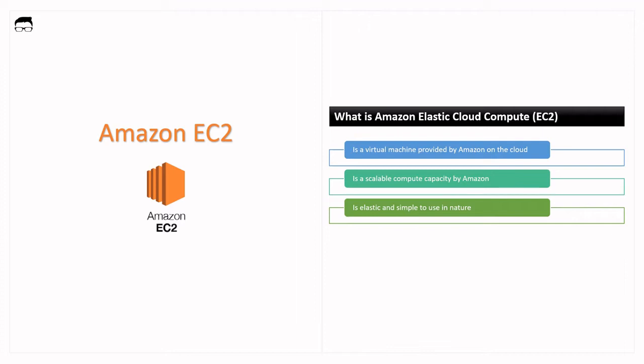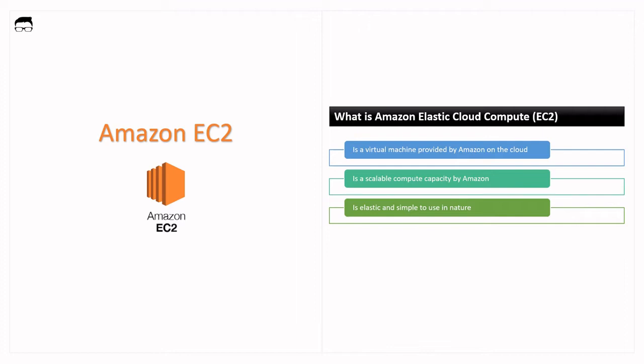Amazon EC2 instances are scalable, elastic, and simple to use. Scalability means you can increase or decrease the compute capacity as required for your workloads. Elasticity means you can provision the right size of the compute capacity that is required to run your workloads. That means you don't need to over provision or under provision the compute capacity.